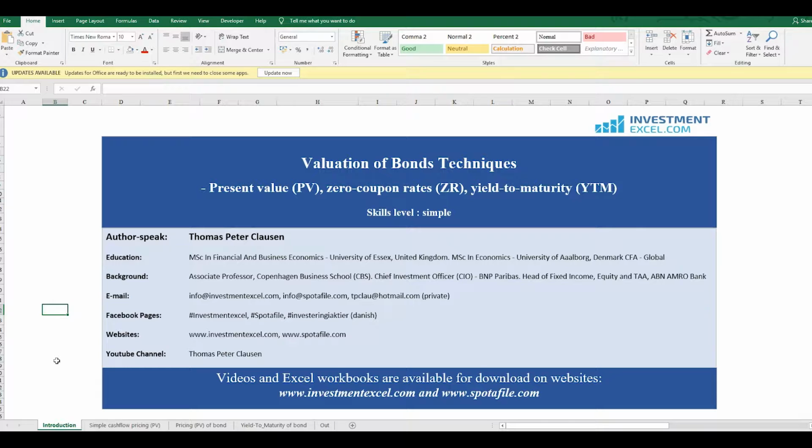In this session I will take you through the valuation of bond techniques. This will include obviously present value, but also zero coupon rates and the yield to maturity. The skill level for this session is stated to be simple, but preferably you have some very basic technical understanding or intuition within math.